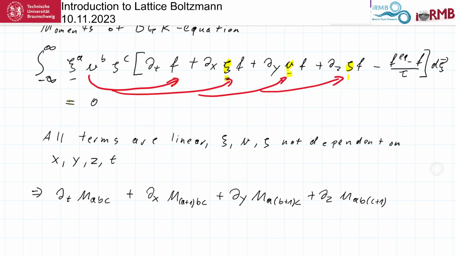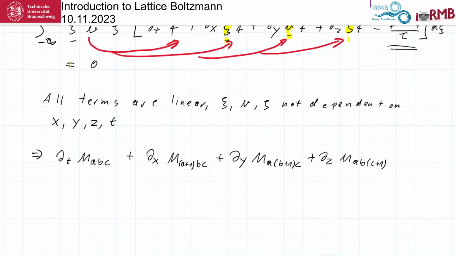And the collision operator does not include anything further, so it will just turn out to be minus m_abc equilibrium minus m_abc, divided by tau, and all of this together is still 0. Interesting. Now we got completely rid of our integrals, right? And we get what we call a moment chain.